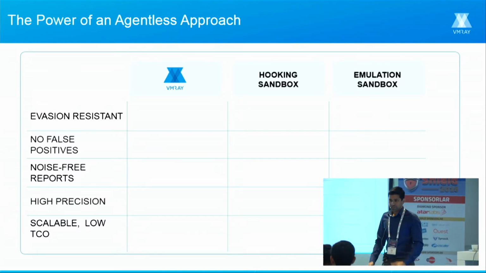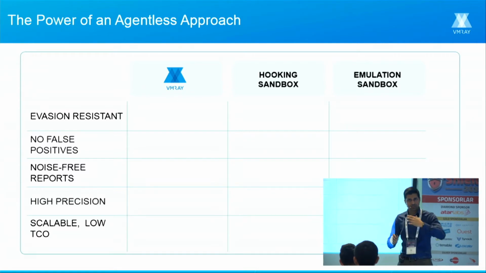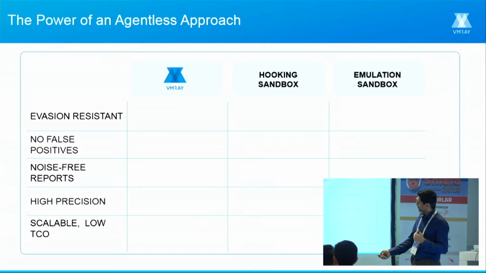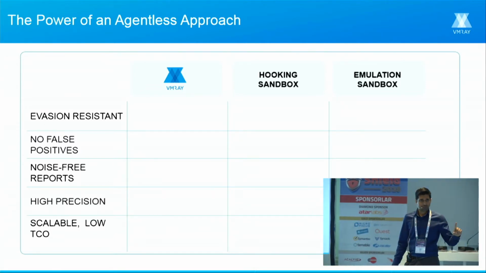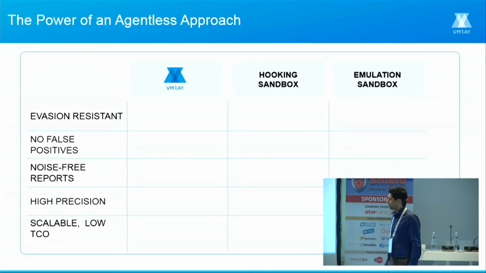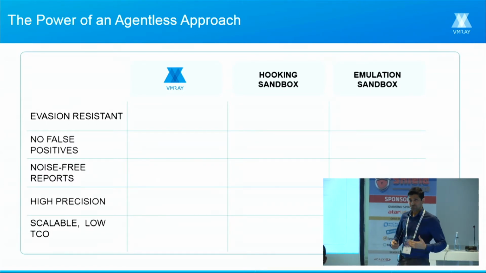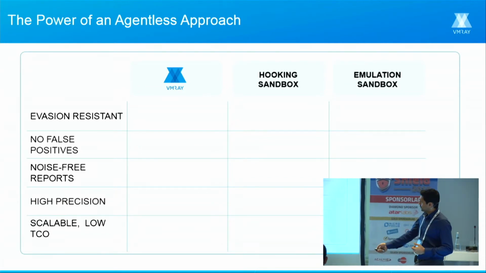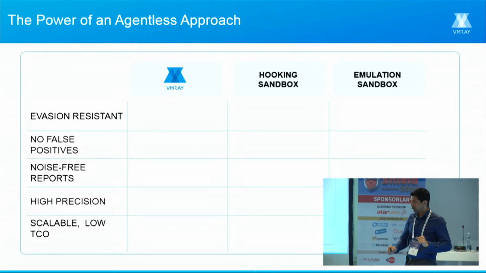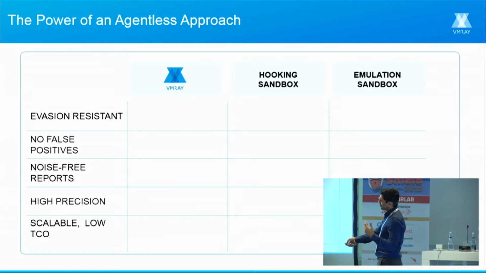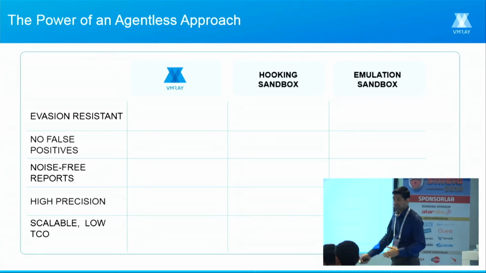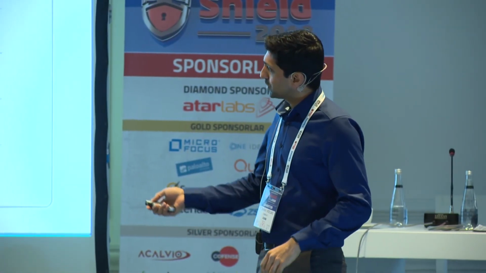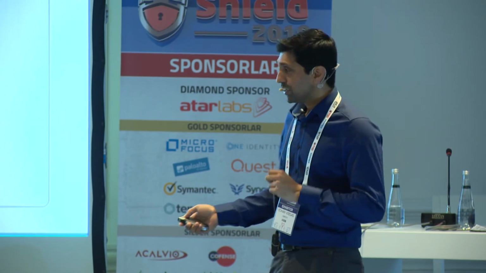If your security team has many security products sending it notifications, then you want your sandbox to not generate any false positives. So this becomes more important for you. If you have incident response teams that are constantly responding to attacks by malware, you want to generate reports that are clean and noise-free. And so on for high precision, and obviously scalability and cost is a problem for pretty much every team. So you want to look at all of these points and then make a decision.